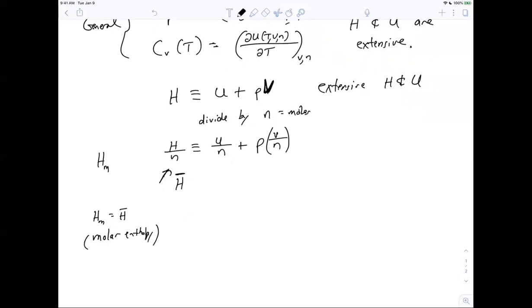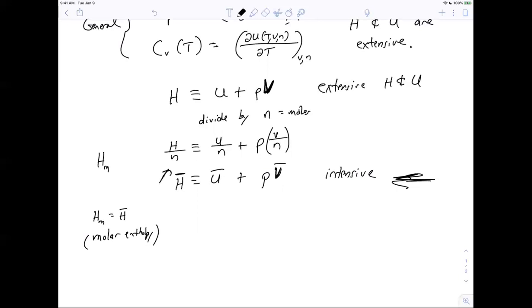Okay, and that's per mole. So getting back to this expression, we see then that this is just going to be H bar equal to U bar plus P times V bar. Okay, so now we've made this intensive. So everything there is an intensive variable or an intensive function. It doesn't depend on N explicitly because we divided by N.